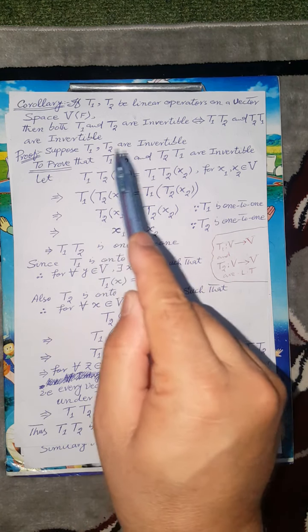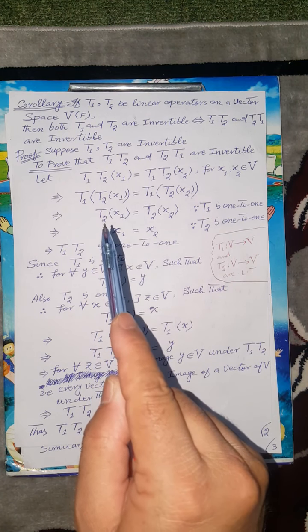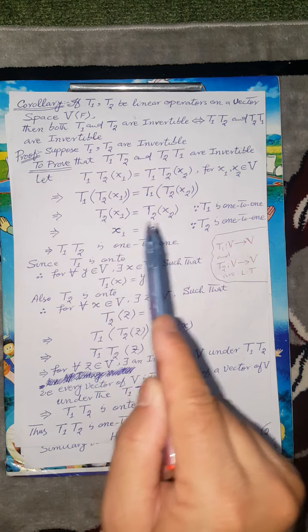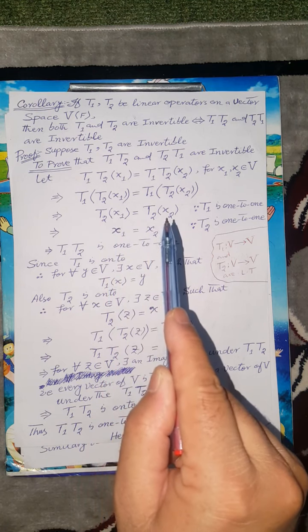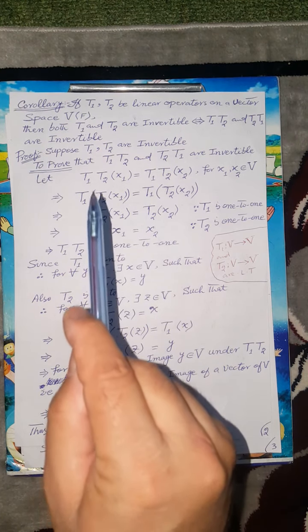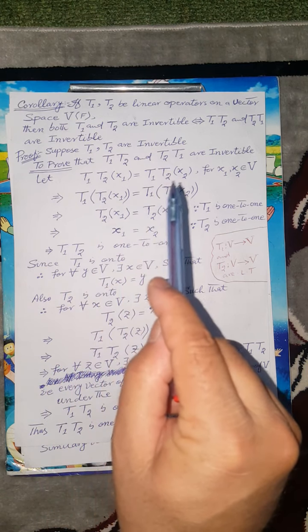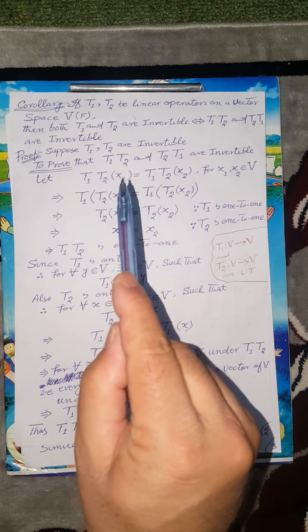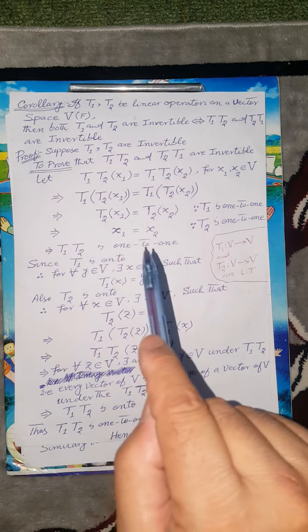Also T2 is invertible, therefore T2 is both 1 to 1 and onto. Therefore by the definition of a 1 to 1 linear transformation, T2 x1 equal to T2 x2 implies that x1 is equal to x2. Since T1 T2 x1 equal to T1 T2 x2 implies that x1 is equal to x2, hence the composition T1 T2 is 1 to 1.